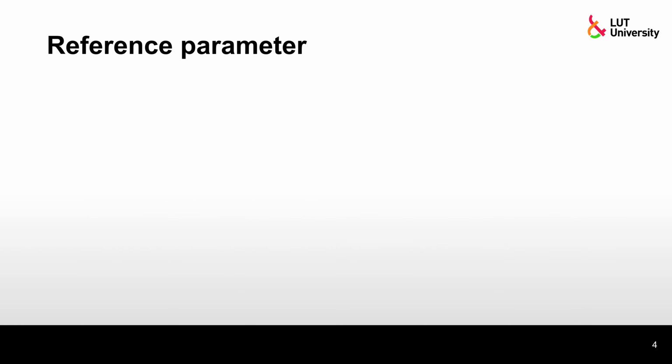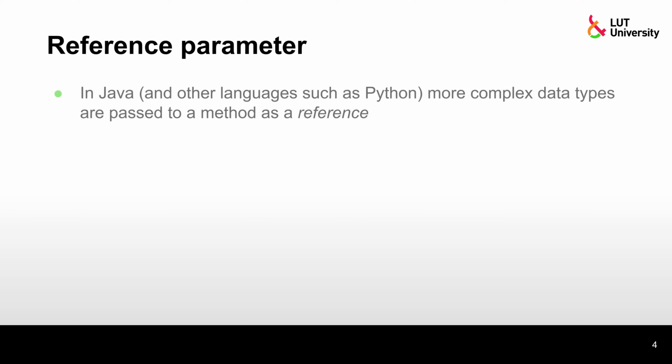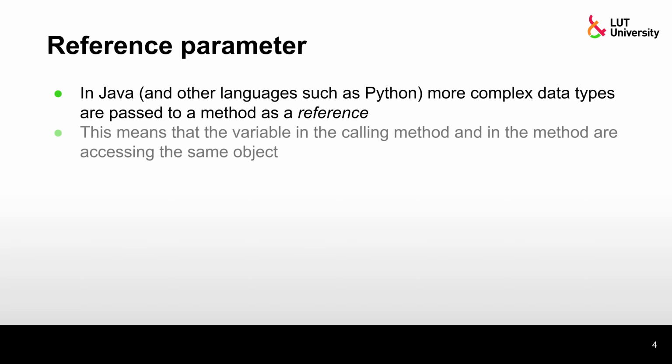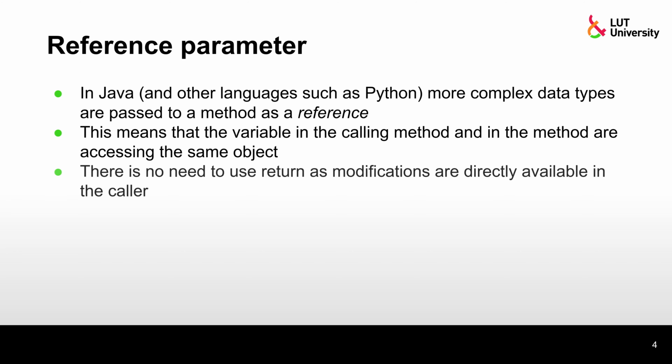And then the second thing is this reference parameter. So in Java and other languages such as Python, more complex data types are passed to a method as a reference. And this means that the variable in the calling method and the method itself are accessing the same object. So there is no need to use return, as modifications are directly available in the caller. Let's have an example of this, it will clarify things.